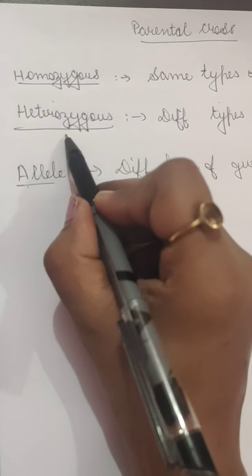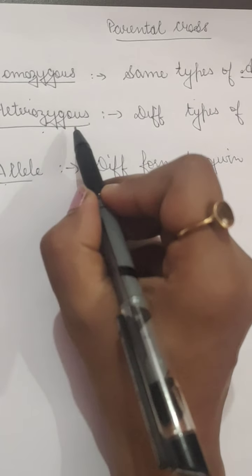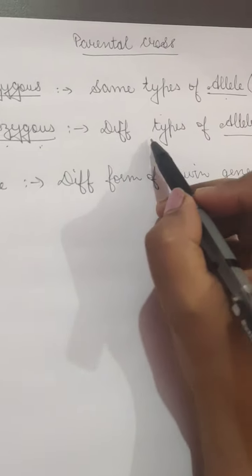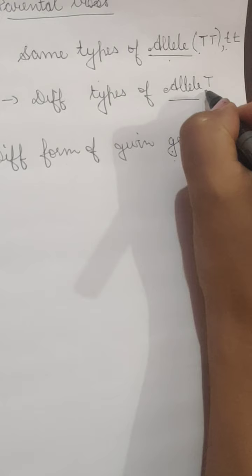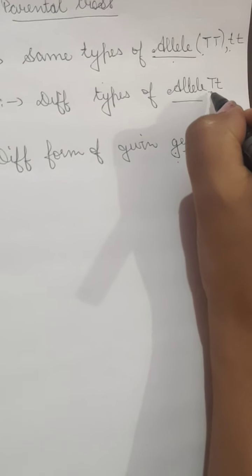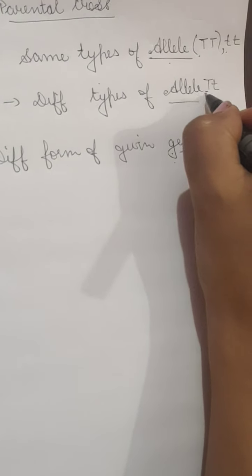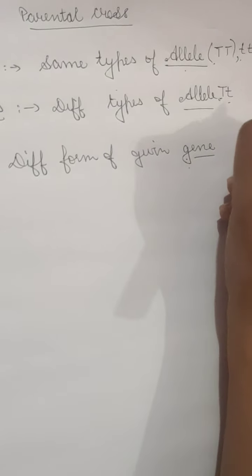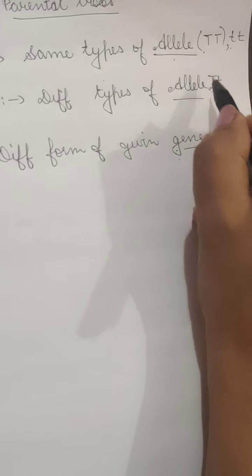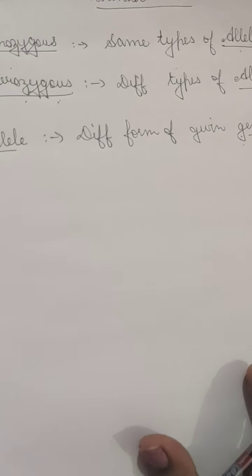And when we talk about heterozygous, that means different types of alleles. That means it will have one capital T and one small t. Because capital T is the dominant one and the small t is recessive, the character we will see in the phenotype will be tall, and when we talk in terms of genes, it will be the genotype. So the plant will be tall. We have done a lot of things like this.